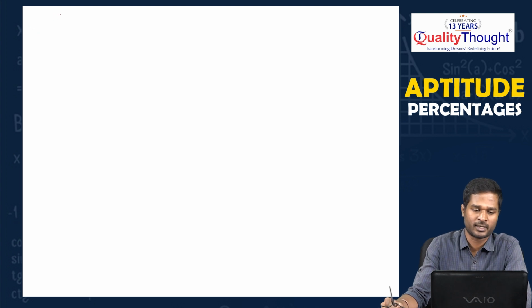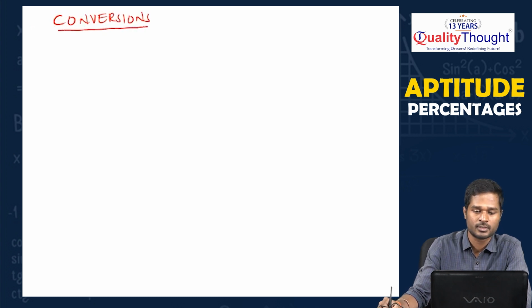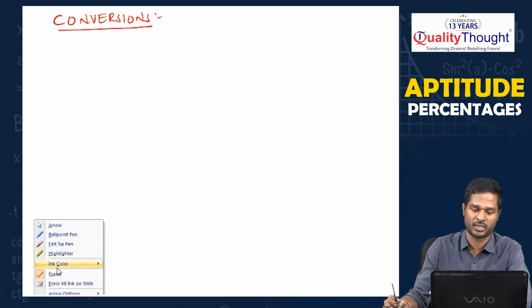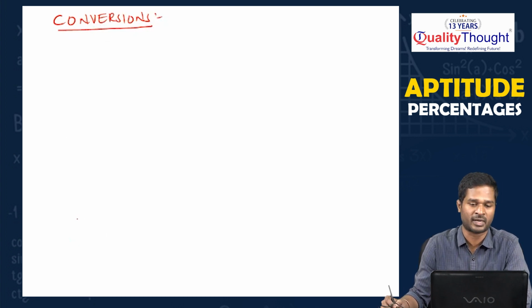For example, I'll write here conversions. So conversions, we'll see it now. Conversions is how we convert the general values into percentage values. General values may be, as I said just now, decimals, fractions, or natural numbers or something.